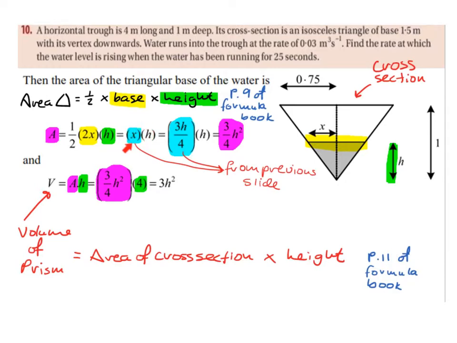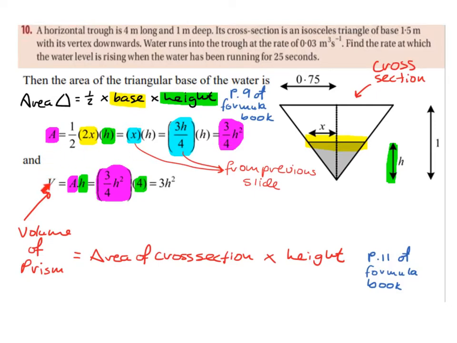Well, we know that x is equal to 3h over 4. That was on the previous slide. So just go back a few seconds to see where that came from if you're unsure. And 3h over 4 times h is 3/4 h squared. So the area of the triangular base, so the grey triangle, is 3/4 h squared.